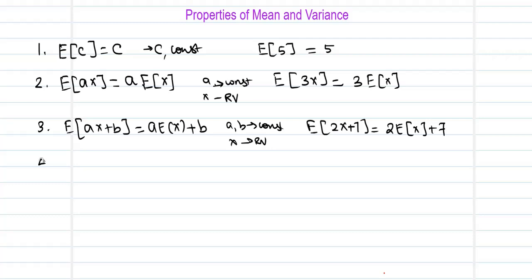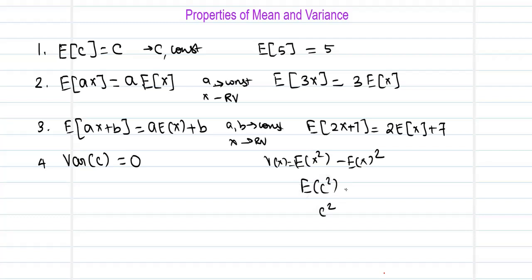Property number 4 says the variance of a constant is always equal to 0. Why is it so? Because we know that variance of x is E of x square minus E of x the whole square. So when you input x to be a constant, what will be E of c square? E of c square will be the same, c square. And what will be E of c the whole square? It will be again c square. So c square minus c square gives me 0. So the variance of a constant is always equal to 0.